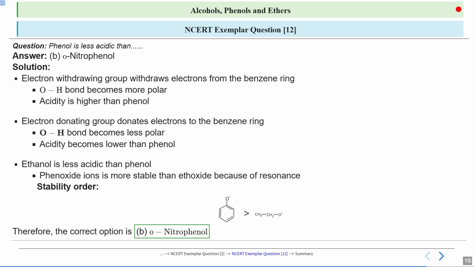Why? Because the nitro group, NO2 group, is an electron withdrawing group present at the ortho position, withdrawing the electrons from the benzene ring towards itself, making the OH bond more polar and making it easy to remove the H positive from the phenol ring. Okay, and increasing the acidity compared to the phenol. So the correct option is option B, that is orthonitrophenol.